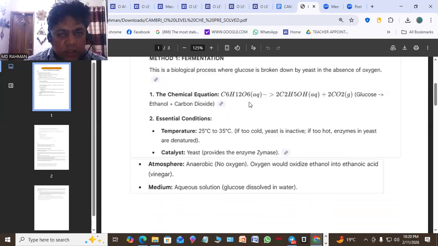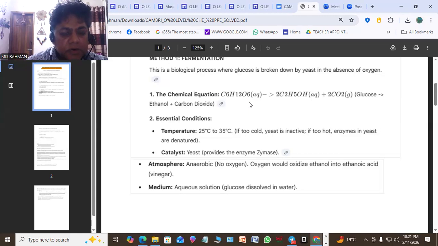One is ethanol, the other one is carbon dioxide. So what are the conditions required? You have to learn this process. If you learn this general explanation, then you will be fit for answering any type of question. For this reason, we will first learn the explanation and the background history.